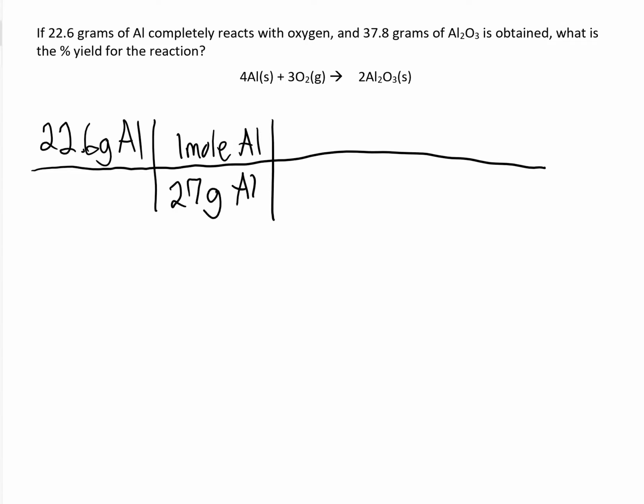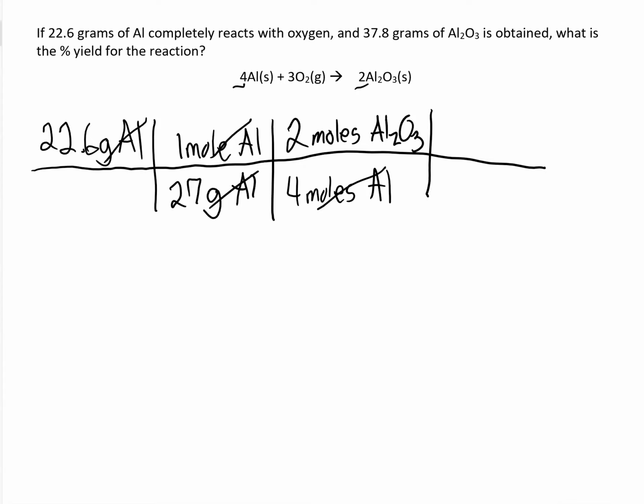We're interested in figuring out how much aluminum oxide we should produce. So we have to use our mole-to-mole ratio based off the balanced equation, and we can see we need 4 moles of aluminum to produce 2 moles of aluminum oxide. So we'll put 4 moles of aluminum down here. So we can see we've crossed off our grams of aluminum and moles of aluminum. And our 4 moles of aluminum gets us 2 moles of aluminum oxide, Al2O3.